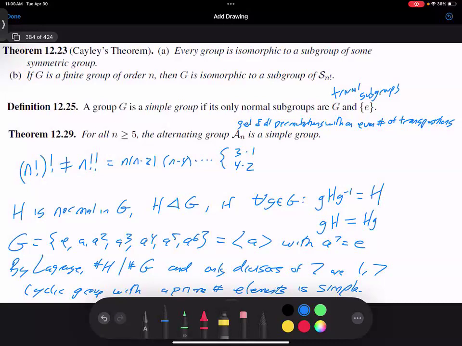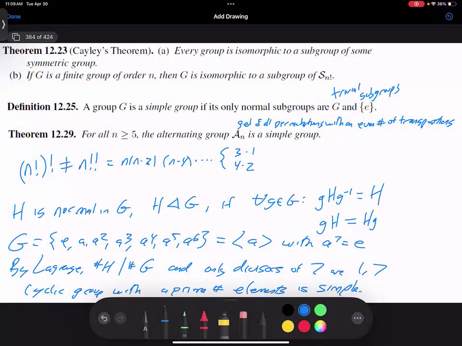It is a group. I could look at all the permutations with an even number, or I can look at all the permutations with an odd number of transpositions. Give me any permutation, it's in either one or the other, because we know that the number of transpositions, no matter how you decompose it, is either always even or always odd. And it turns out that the alternating group is a simple group.